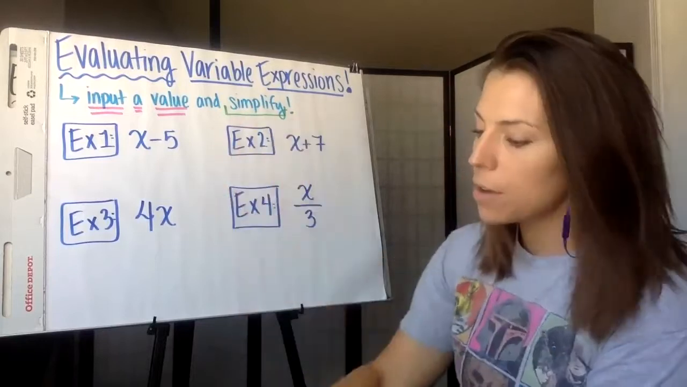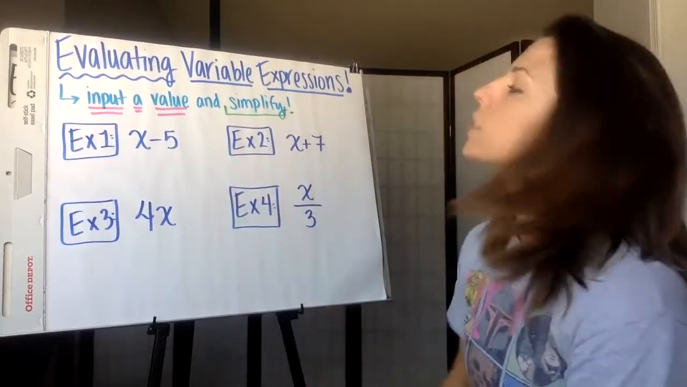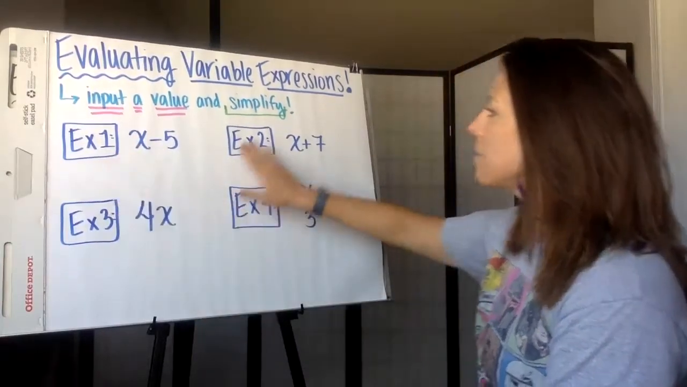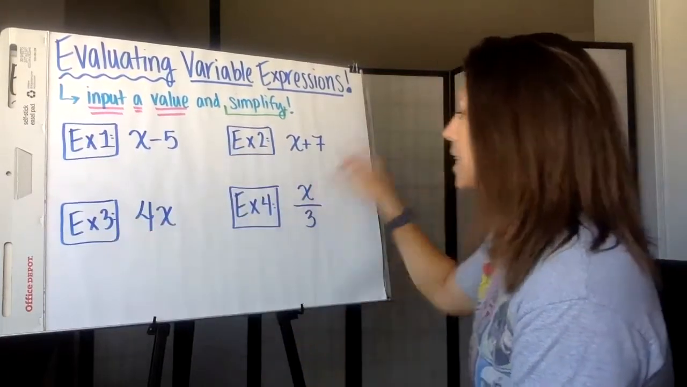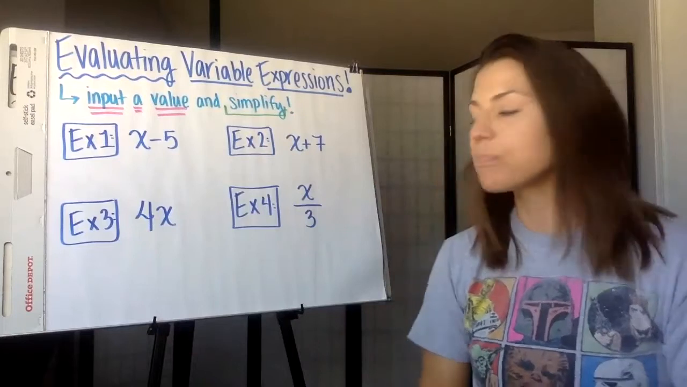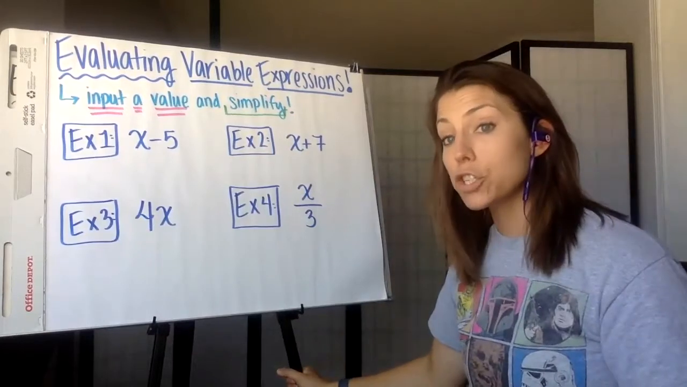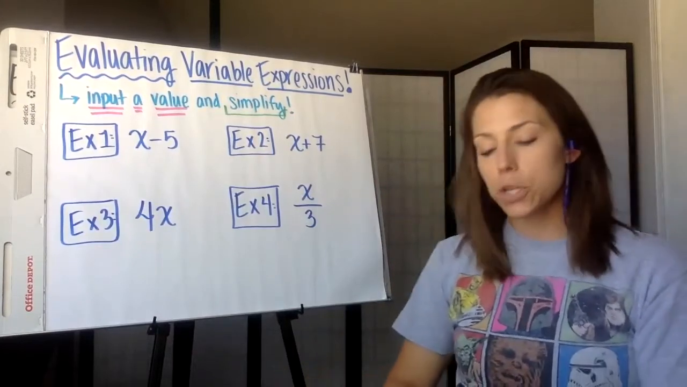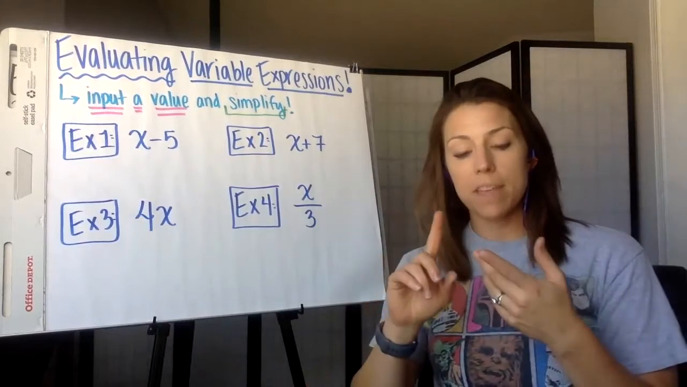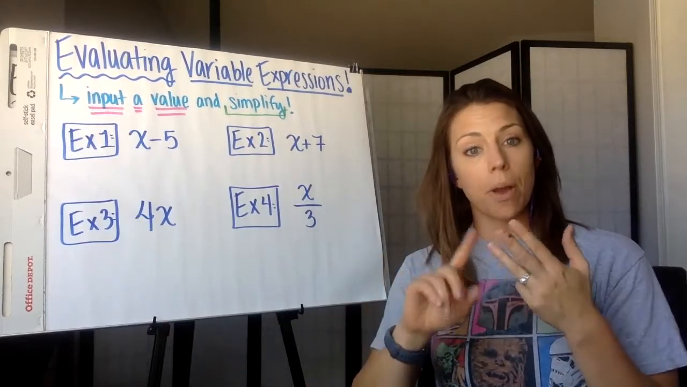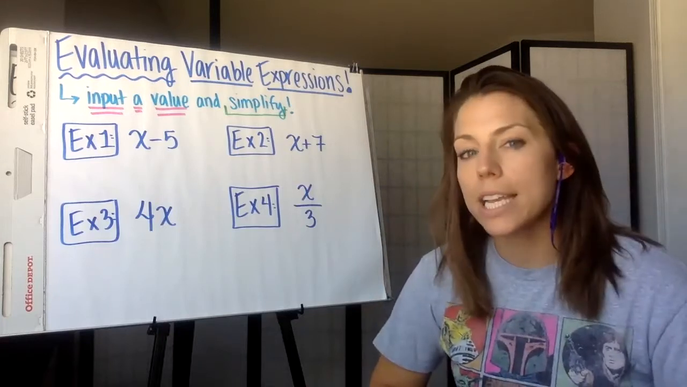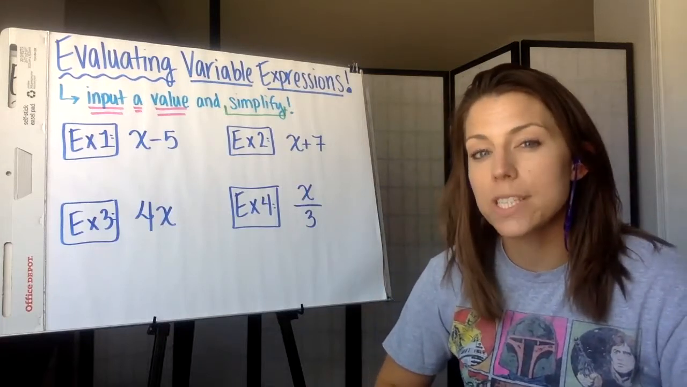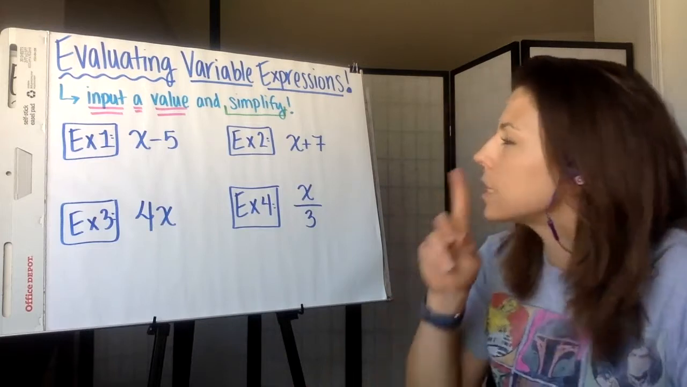So here we go. Let's go ahead and write down these 4 examples. So we have example 1, x minus 5, example 2, x plus 7, example 3, 4x, and example 4, x divided by 3. Now, I purposely chose these examples because one of them is a sum, a difference, a product, and a quotient. Can you see which one is which? Which is the sum, the difference, the product, and the quotient?